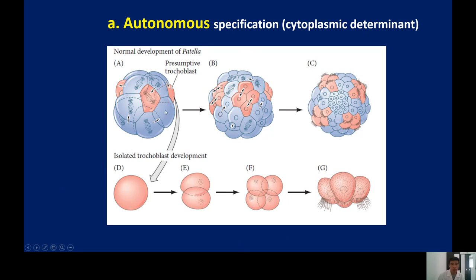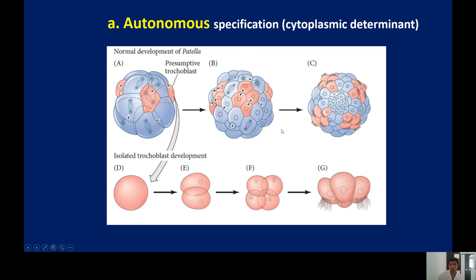In the next stage, the red cells will divide, and the grays will also divide into different solid cells, undergoing divisions, and then they will form formations like this. It is shown here that the gray and red cells have different specifications. When you isolate this trophoblast, it will become ciliated cells.